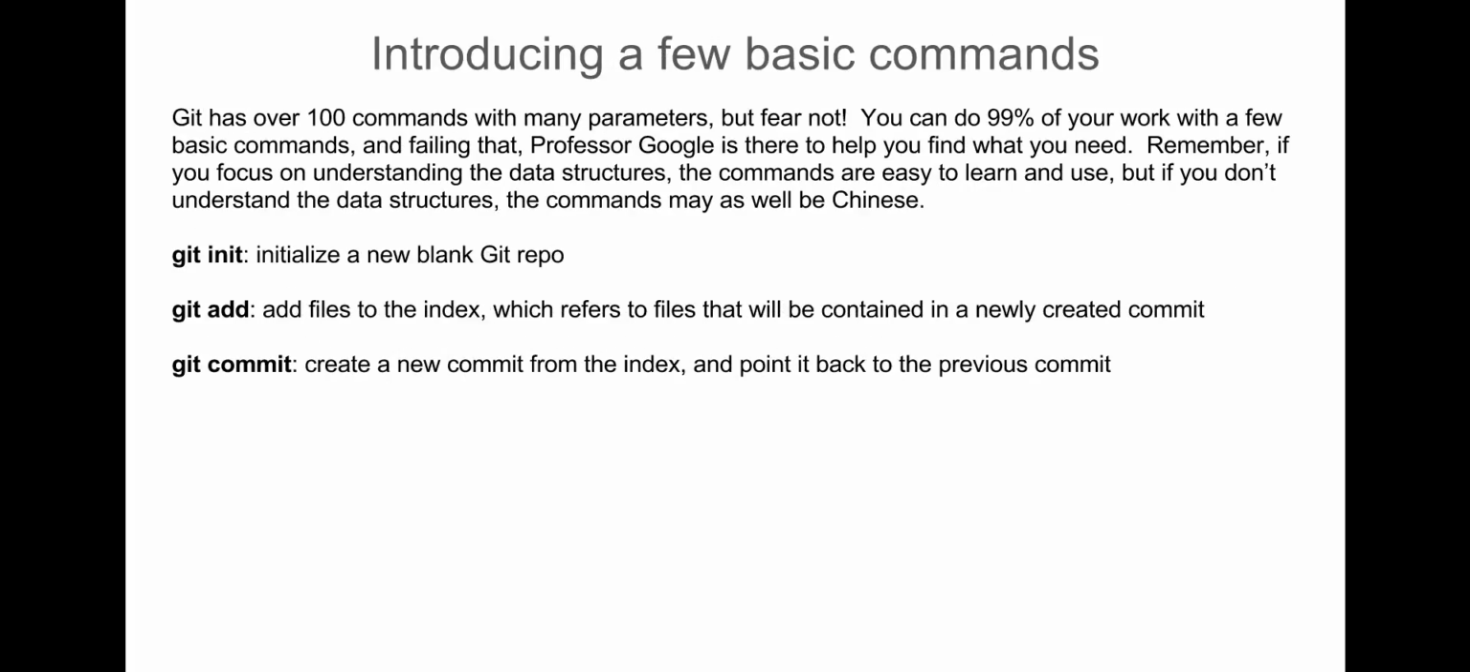So to get started with Git, now that I've talked a little bit about the data structures, let's talk about some of the basic commands to manipulate them. See, there's over 100 commands in Git with many parameters, but you can do 99% of the work with just a handful of them. And failing that, you've got Google and Stack Overflow out there to help you.